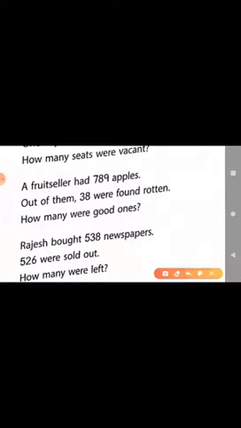Rotten means sada hua. So, the fruit seller had 789 apples, and out of this 789, 38 were found rotten. So how many were good ones? Obviously if we take out the number of rotten apples, the rest of the apples will be good ones. So subtracting 38 from 789, we get 9 minus 8, 1. 8 minus 3 is 5, and here there is no digit, that means it is 0. So 7 minus 0 is 7, so 751. That means 751 apples were good ones.